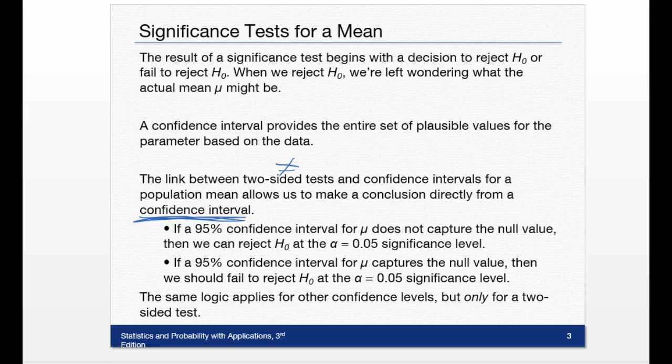If a 95% confidence interval for mu does not capture the null value, then you can reject the null at the 0.05 significance level. So notice the connection, 95% and 5% right here. If, however, the 95% confidence interval for mu captures the null value, then we would fail to reject at the alpha equals 0.05 level. The same logic applies for other confidence levels, but only for two-sided tests. So I'm saying it applies to confidence intervals for proportions or means. It works the same, but regardless, it's only talking about a two-sided test.